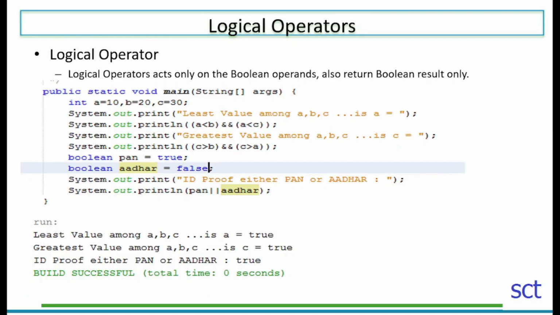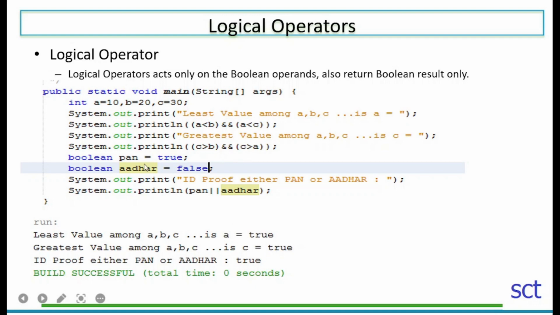So similarly, your output is going to be true in this case. Similarly, greatest among this one. So I am going to check which is the greatest. C is greater than B or not. It is also going to be true, and C is also greater than A. So since I am just joining with AND operator, true and true is going to give me true here.